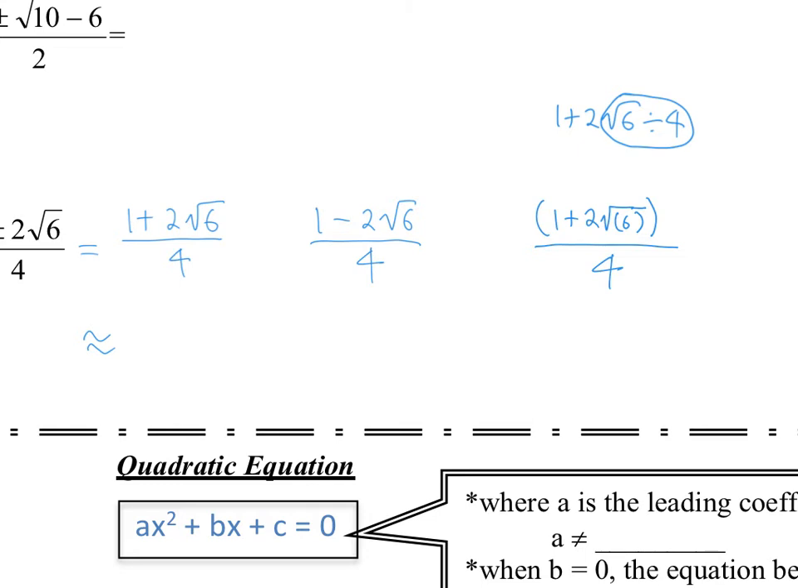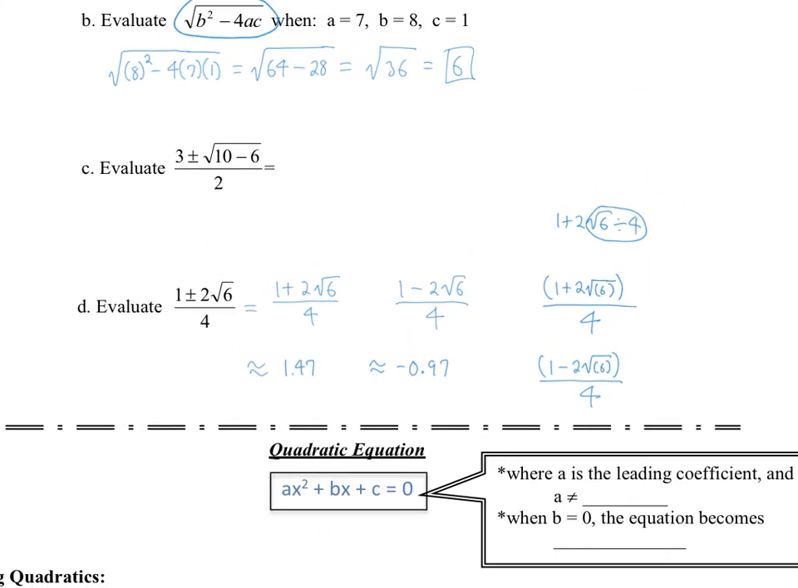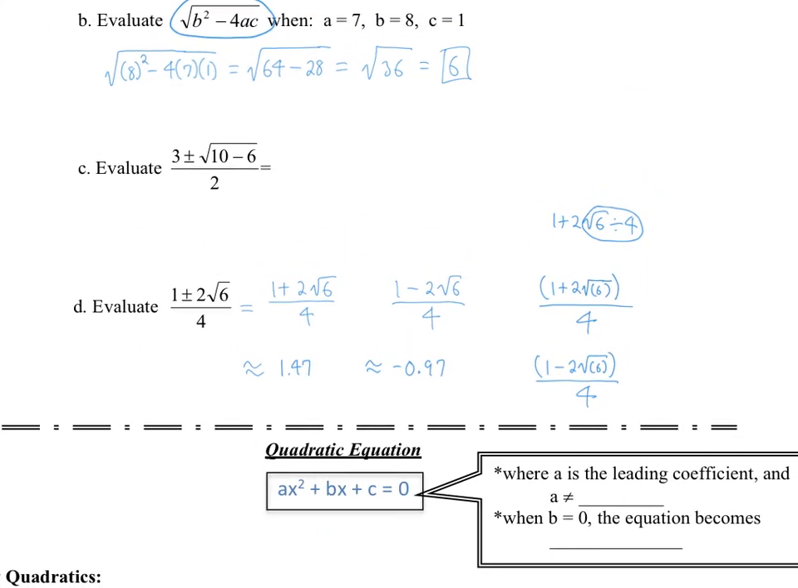So if we do that, the first one should be approximately 1.47, rounded to the nearest hundredth. And the bottom one, same thing, but you do parentheses 1 minus 2 square root of 6, close parentheses, divide by 4. That's going to be approximately negative 0.97. Okay? All right, so that's how you plug stuff into your calculator here.